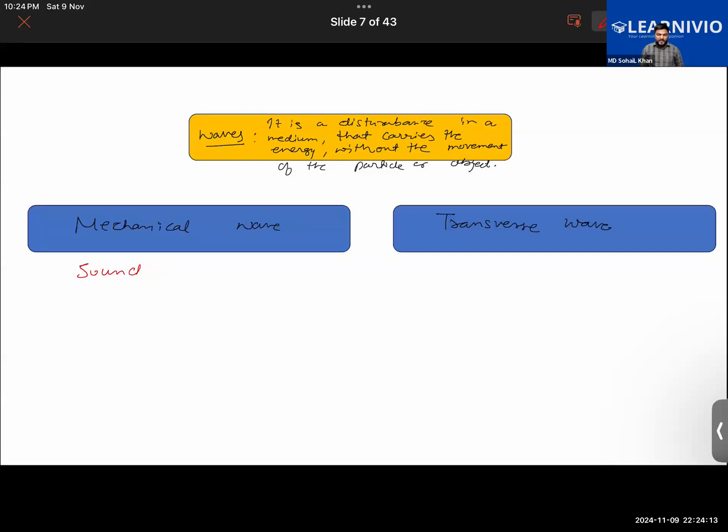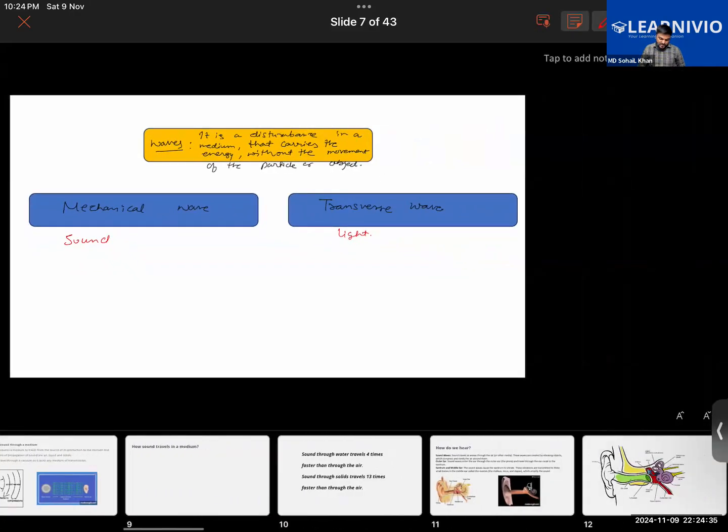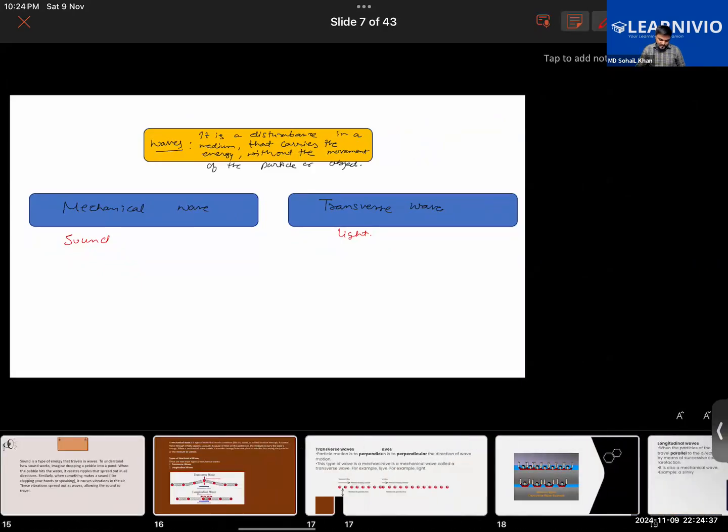If you talk about light, as we know, irrespective of medium, it will travel. Light travels through the vacuum also, and vacuum is not a medium. So light is an example of a transverse wave. Light travels in the form of transverse waves, while sound travels in the form of mechanical waves. Okay. Further, just take a look at this animation here. That will clear your doubt. Take a look at this.